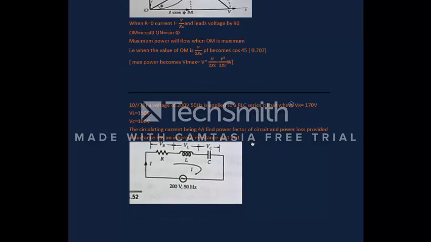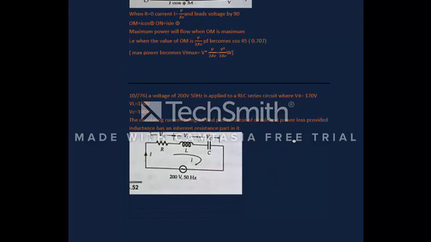Now let's see the next question. A voltage of 200 volts, 50 hertz is applied to an RLC series circuit where VR is equal to 170 volts, VL is equal to 150 volts, and VC is equal to 100 volts. The circulating current is 4 ampere. Find the power factor of the circuit and the power loss, provided the inductance has an inherent resistance as a part of it.